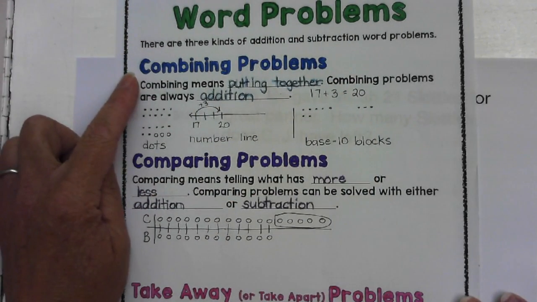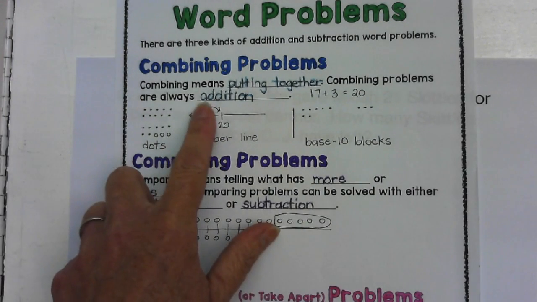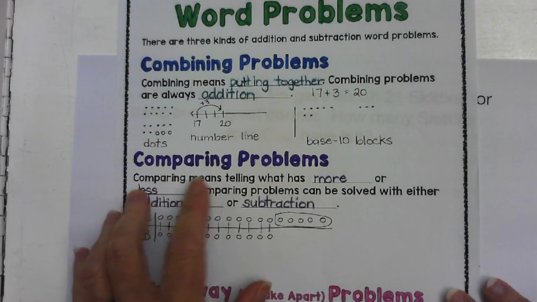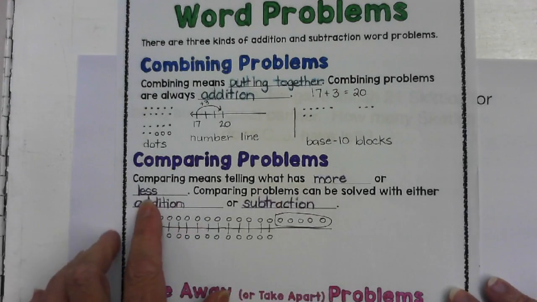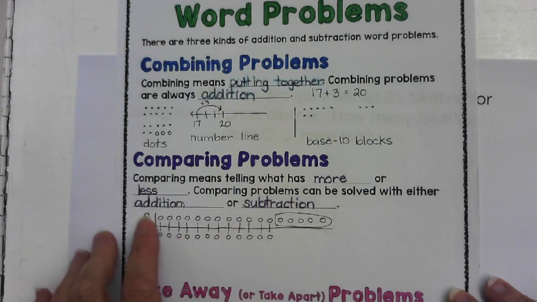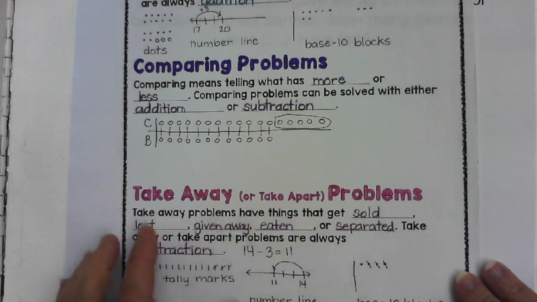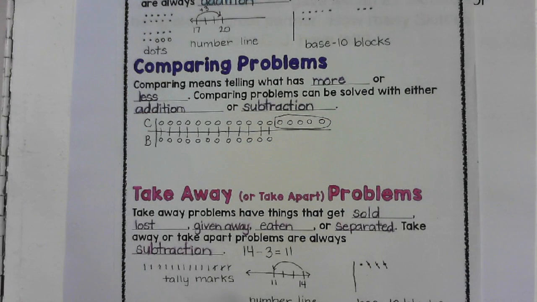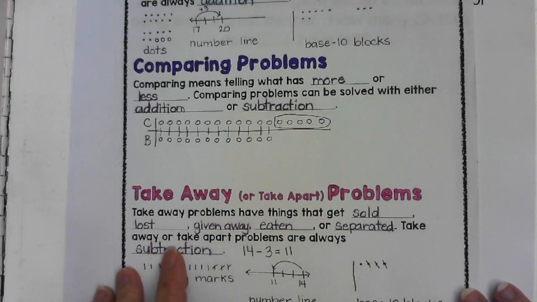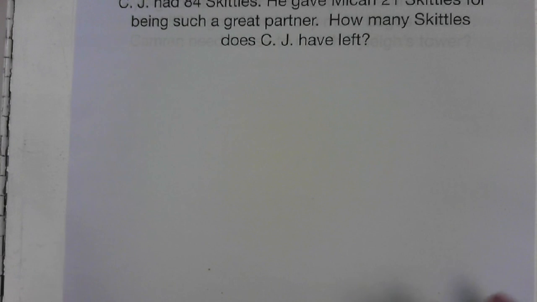There are combining problems. Combining means putting together. Combining problems are always addition. Comparing problems. Comparing means telling what or who has more or less. Comparing problems can be solved with either addition or subtraction. And the third one is take away or take apart problems. Take away problems have things that get sold, lost, given away, eaten, or separated. That's just an example. Take away or take apart problems are always subtraction problems. And we're going to see that in action in these 3 examples.